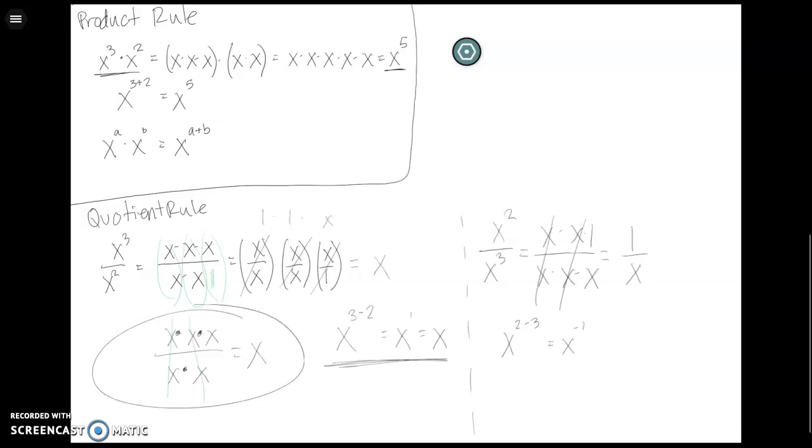Now here's something interesting. We did it 2 different ways, and we got these 2 answers. And they look pretty different. 1 over x and x to the negative 1 look pretty different. So we are actually going to see that these are the same. In fact, let's do that right now. Let's take a look at why those are the same.